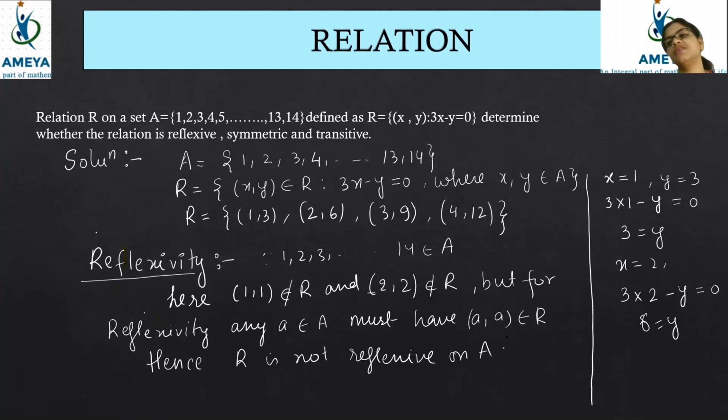Since it is not present, for any element present inside A, none will satisfy this condition, so it will 100% be not reflexive. Now let's check symmetric. For symmetry, we know R is equal to {(1, 3), (2, 6), (3, 9), (4, 12)}. So we will write this one for symmetry. What you are going to write for the symmetric condition?